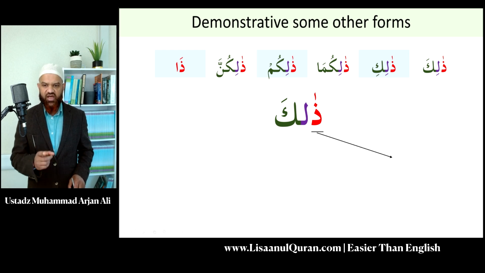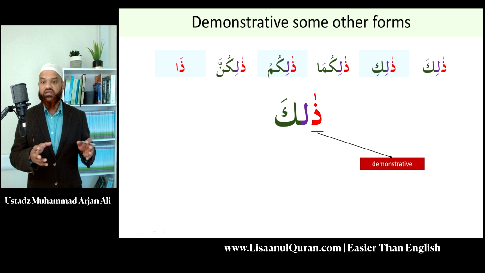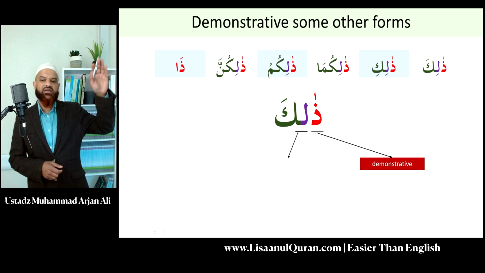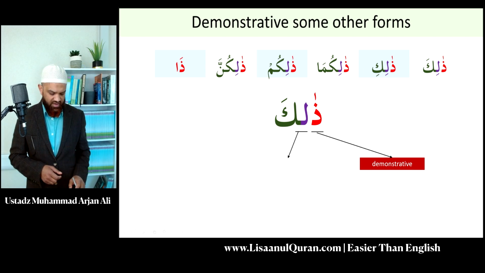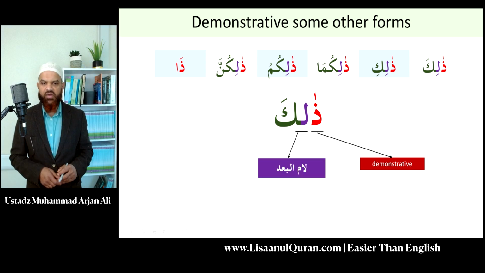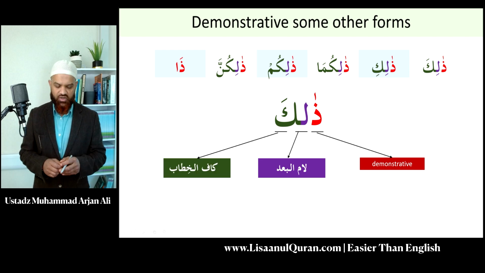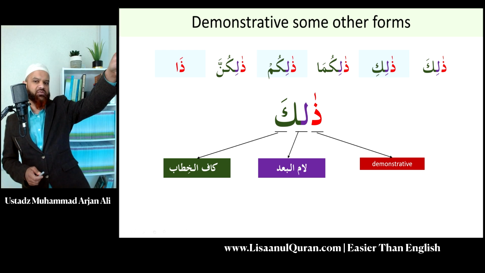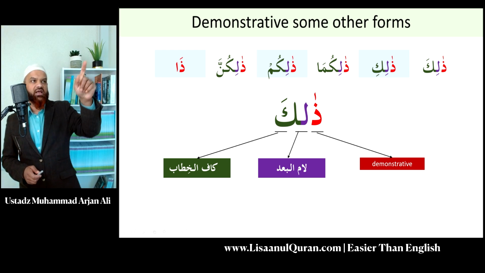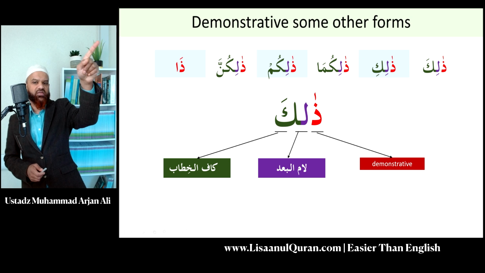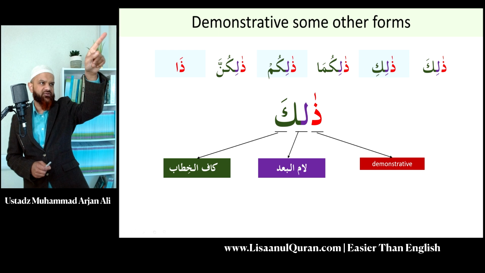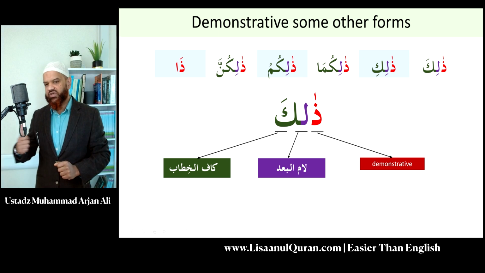The word dha on its own is the demonstrative. It's the actual pointing word itself. Lam indicates distance, and it has a grammatical name. And the ka indicates the person that you are speaking to. So let me explain this. Imagine I'm standing next to you and I'm pointing to something on top of a hill somewhere. I'm going to say, that is a mosque. So that's taking care of that. The lam is for far away. Ka is I'm speaking to you.